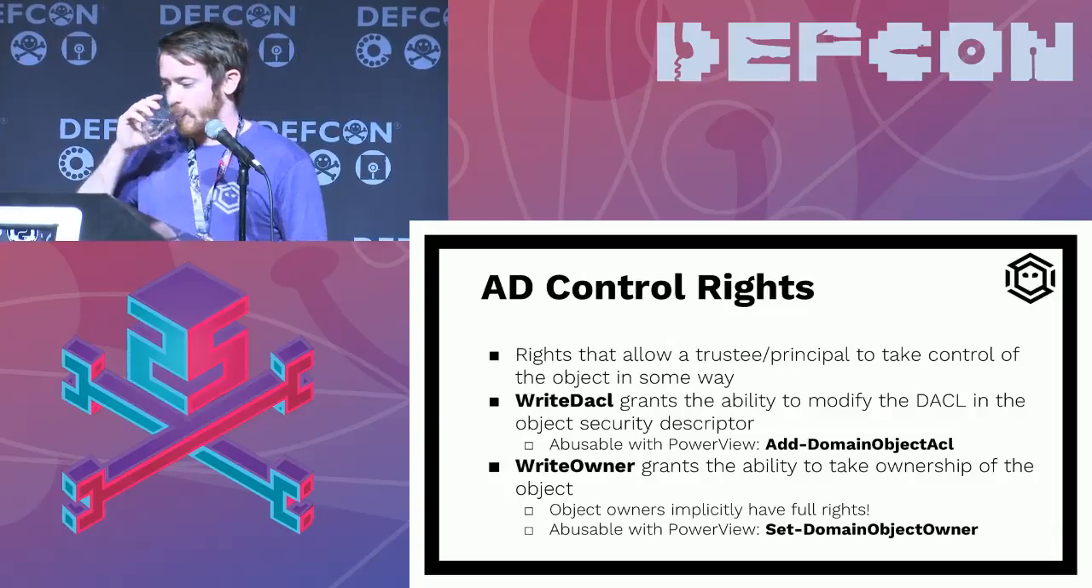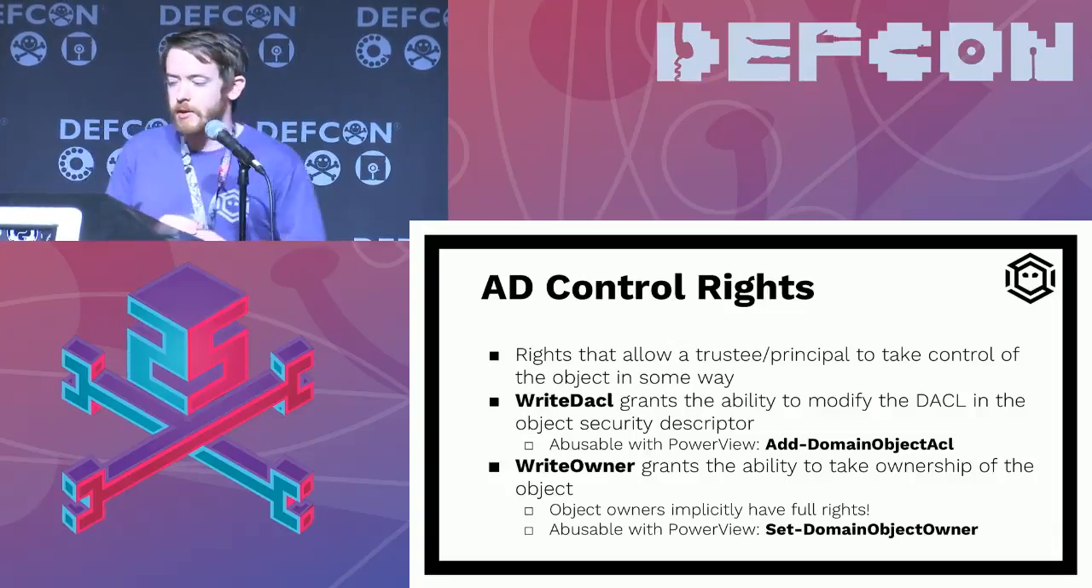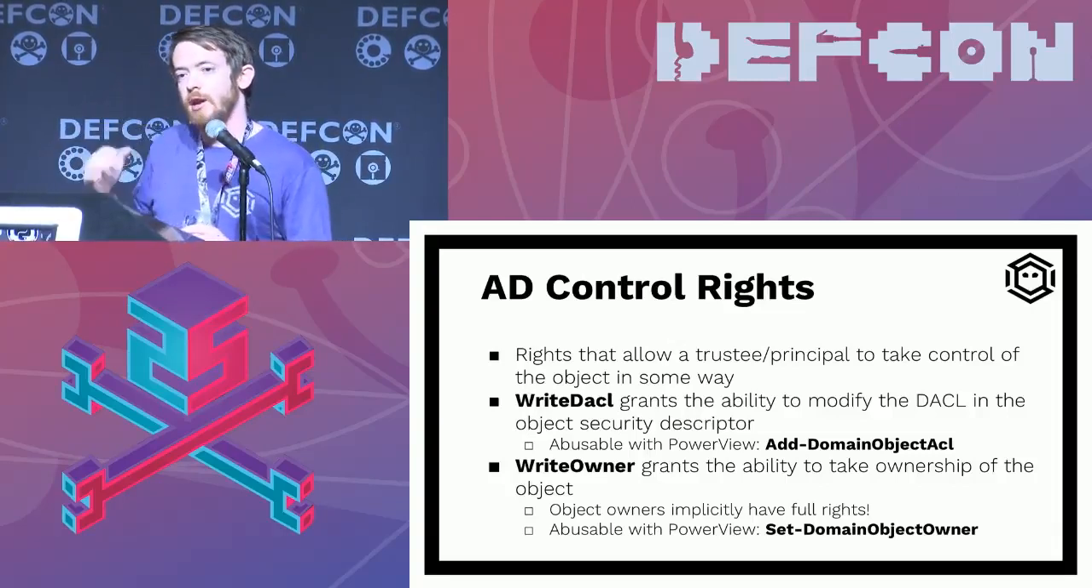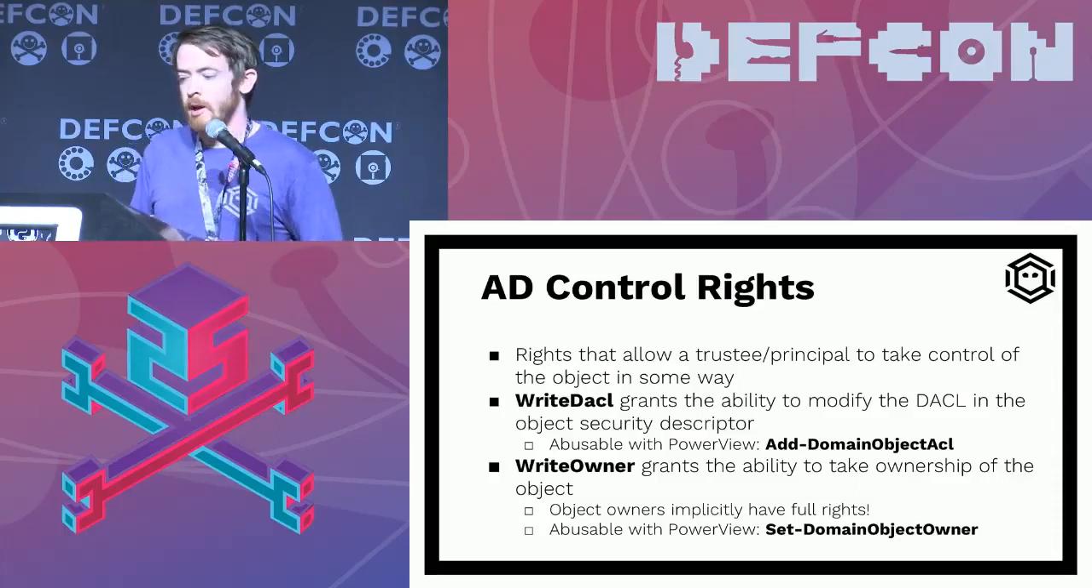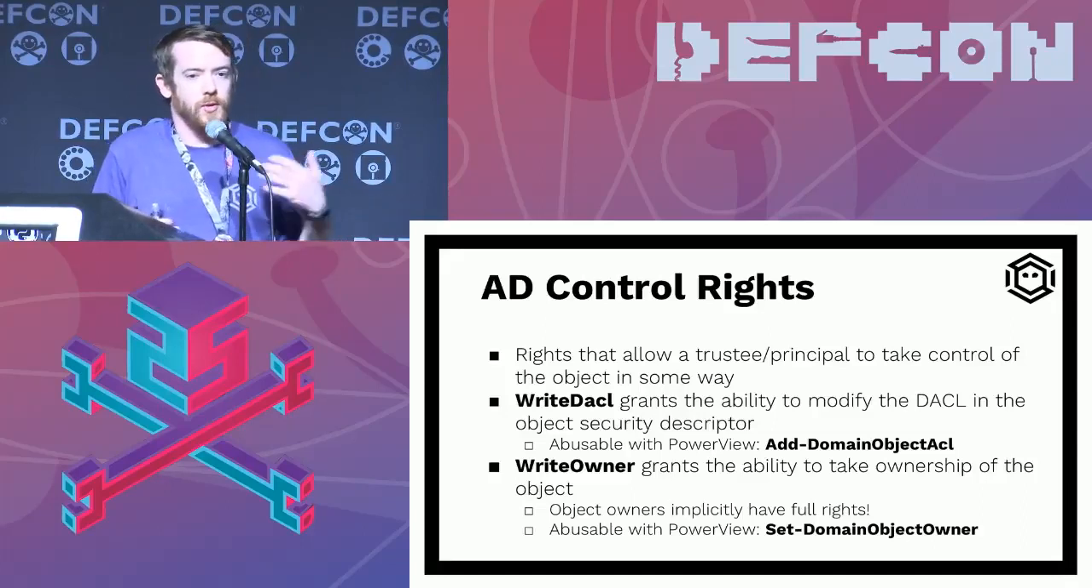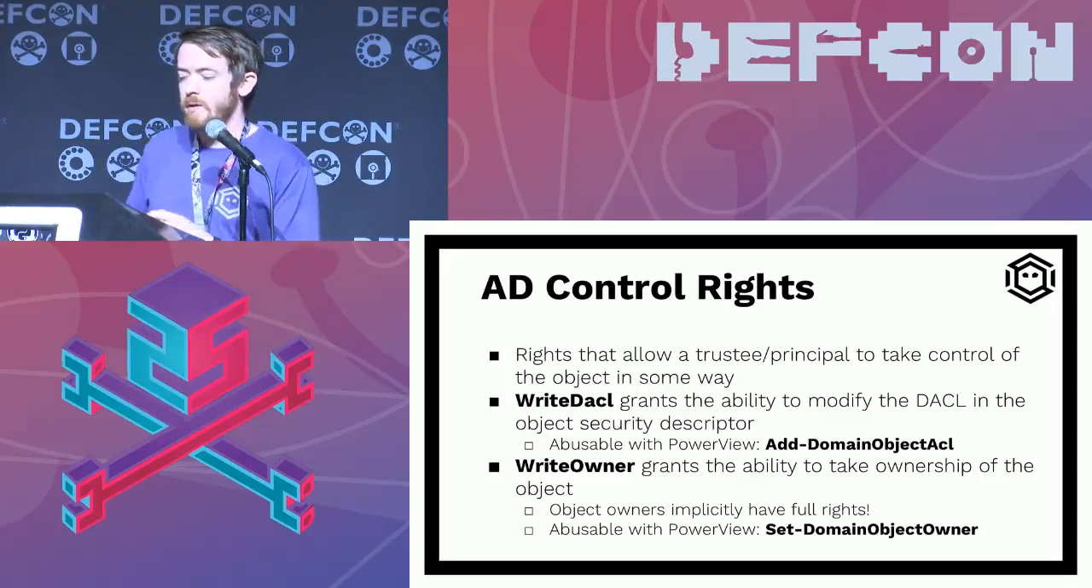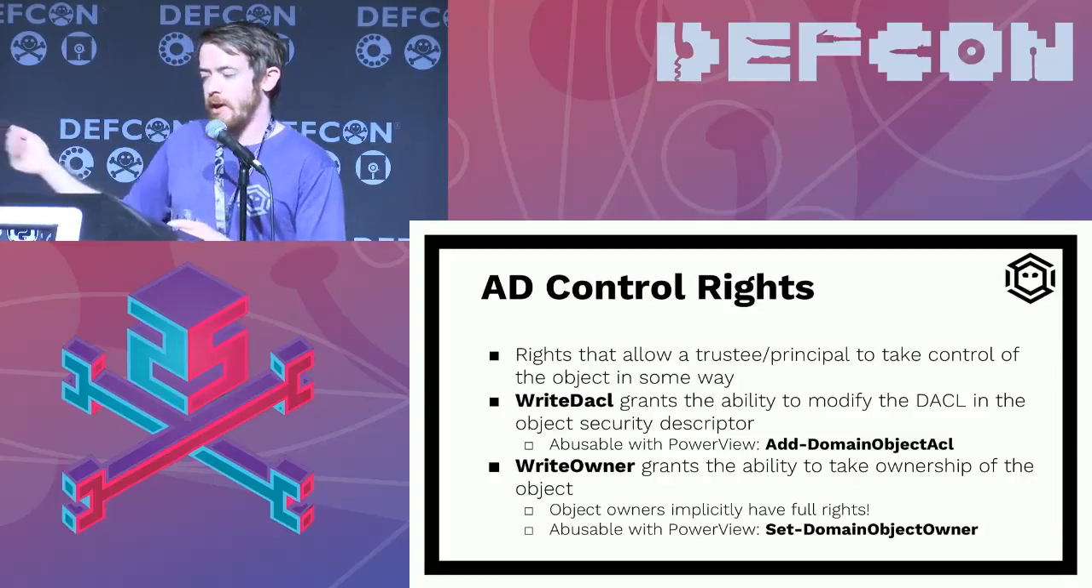So, control rights. These are rights that allow a principal or trustee to take control of a particular object. If you have write DACL, you have the ability to modify the security information for an object. You can add whatever new ACE entries you want, so you can grant yourself whatever rights. So if you have write DACL in the domain, you can grant yourself DCSync rights. And again, that's abusable with Add-DomainACL.